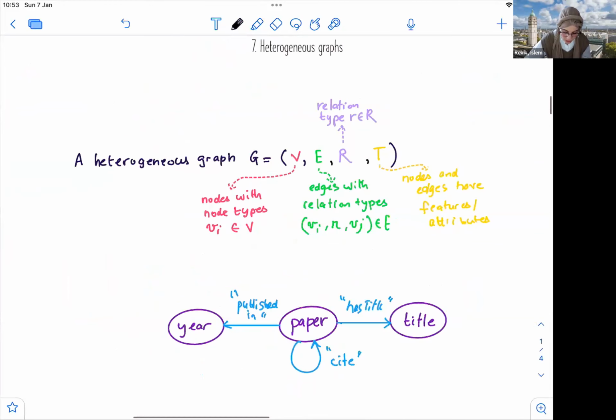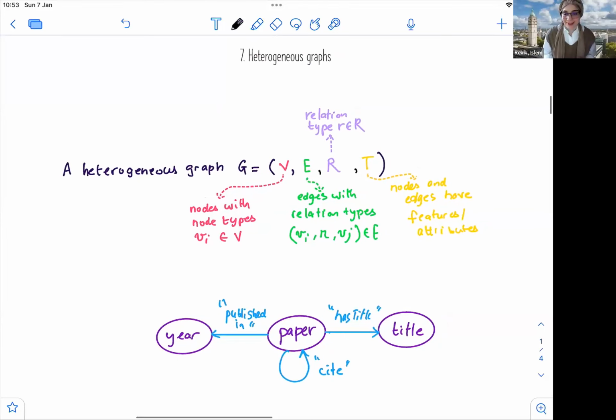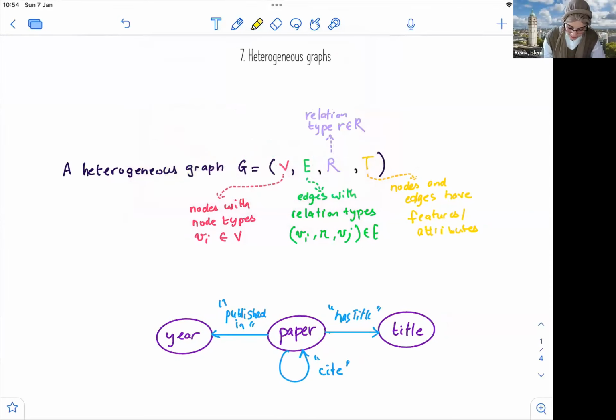Now we move next to heterogeneous graphs. Our next stop is a more complex representation of the graph, and this is the heterogeneous graph. So what is a heterogeneous graph? A heterogeneous graph is a graph G that has a set of nodes, like all other graphs.